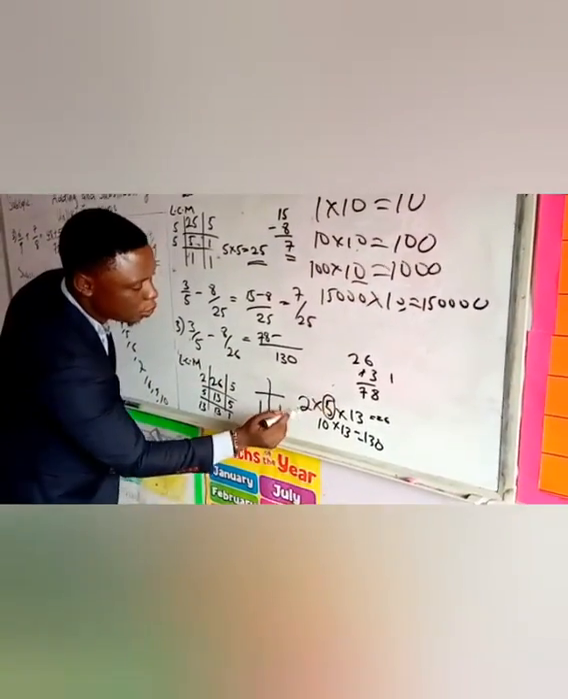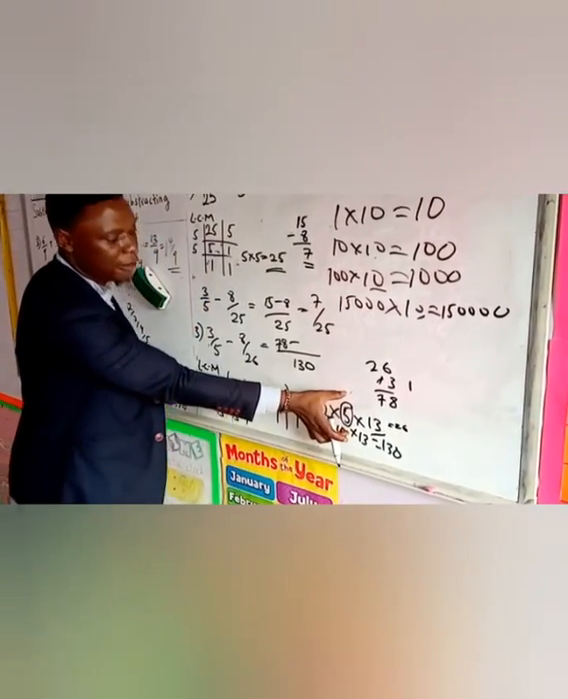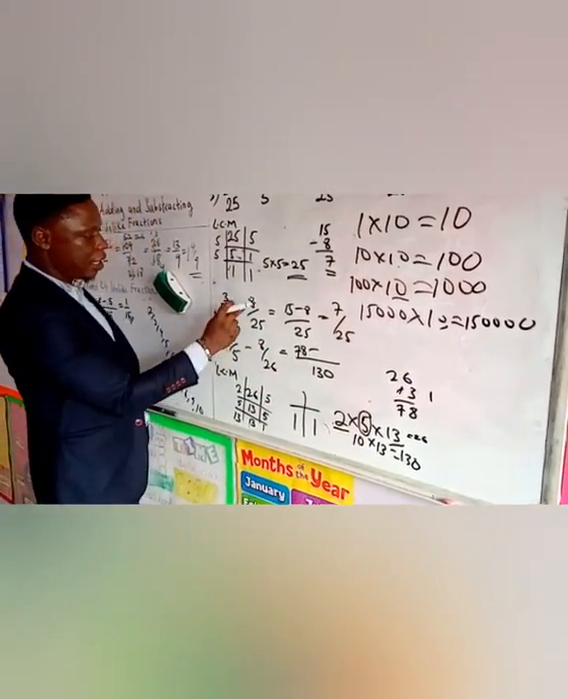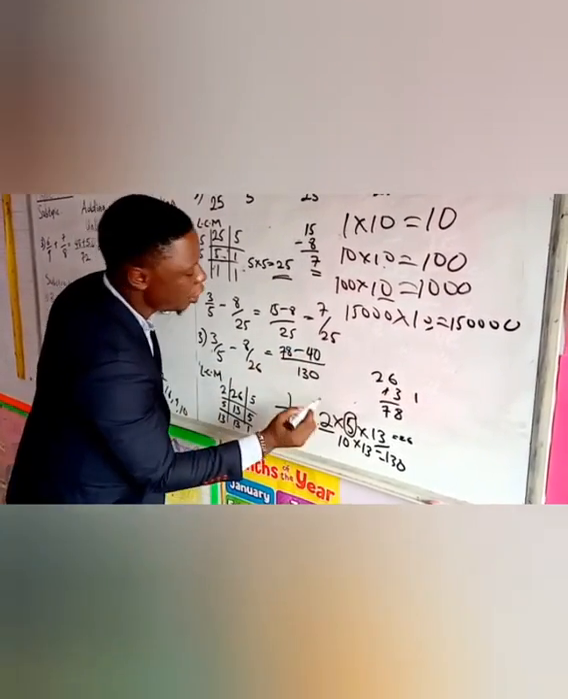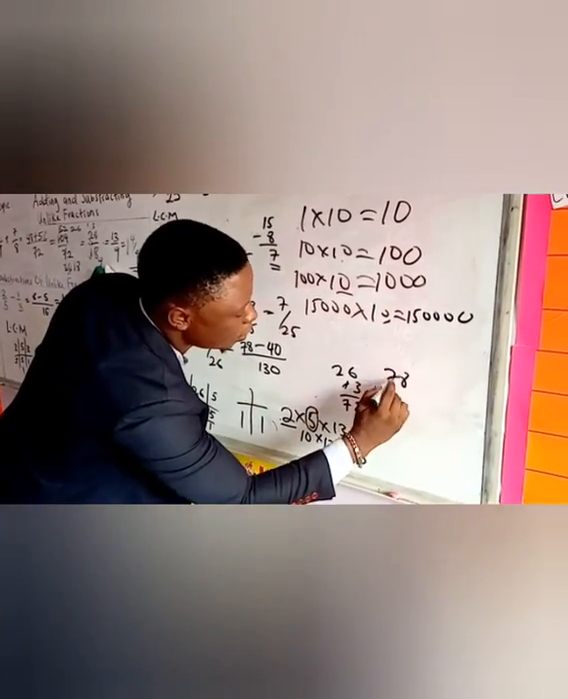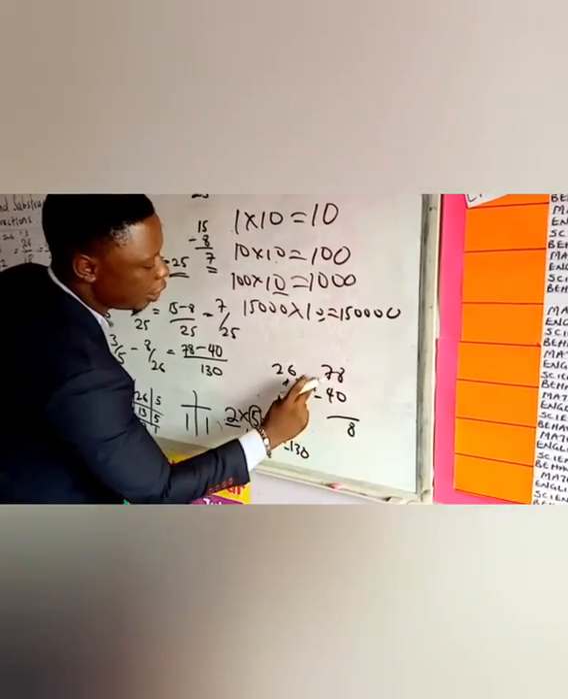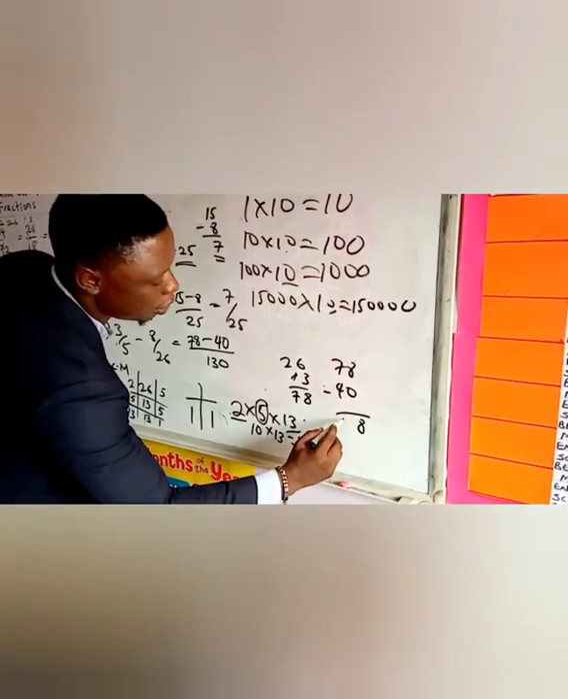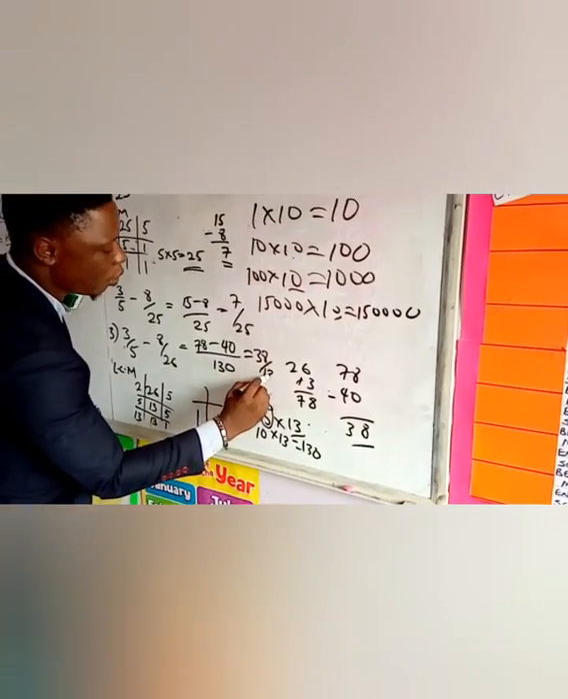Minus 26 is 130. We have 2 times 13 is 26. So remaining what? 5. So 5 times 8 is what? 40. So 78 minus 40. 8 minus 0, 8. 7 minus 4, 3. So we have 38 over 130.